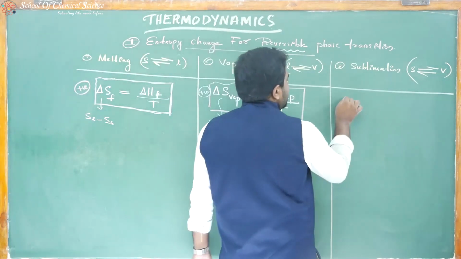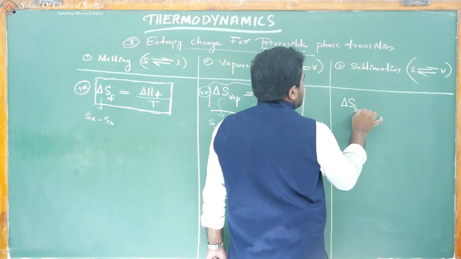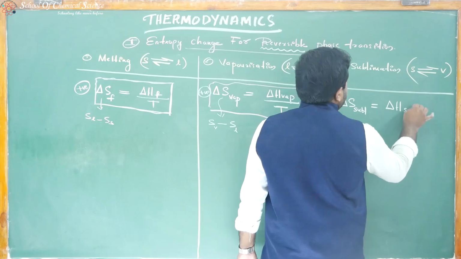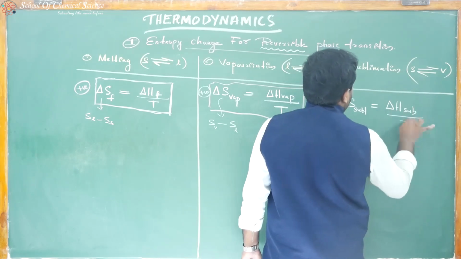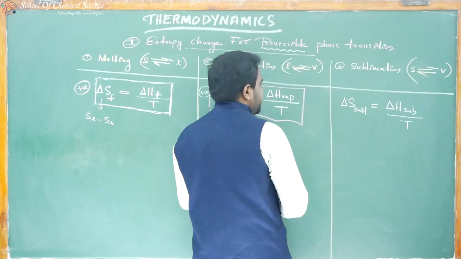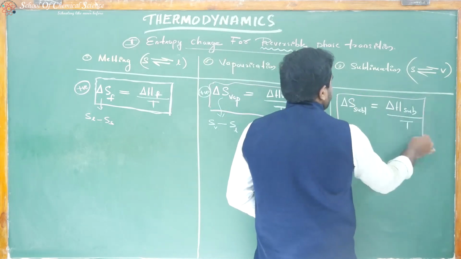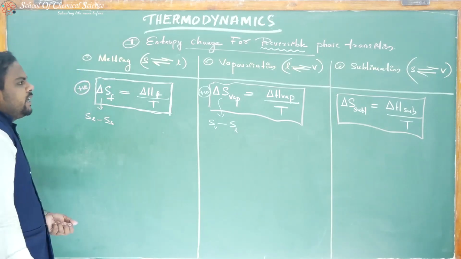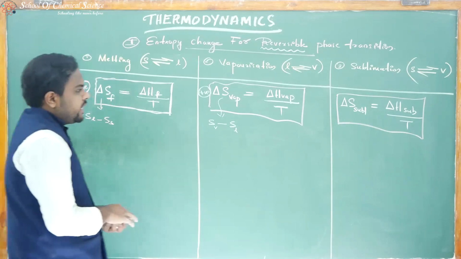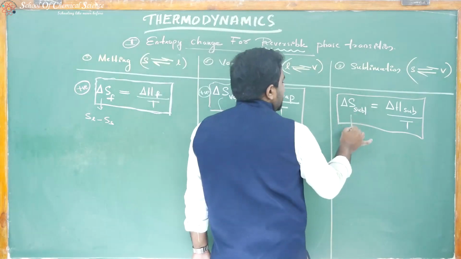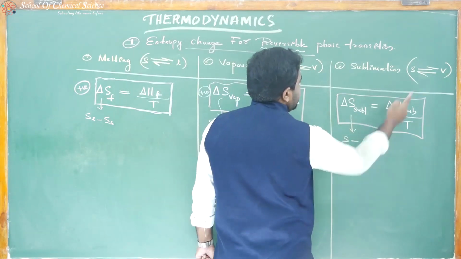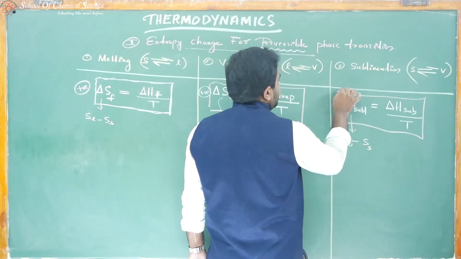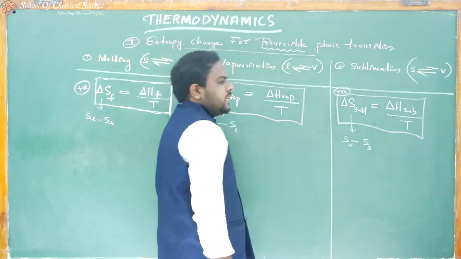Then in the case of sublimation, delta S sublimation is equal to change in enthalpy of sublimation divided by temperature. Is it positive or negative? Delta S is final entropy minus initial entropy. Final state is vapor, initial state is solid. Definitely it will be positive. Entropy change will be positive.